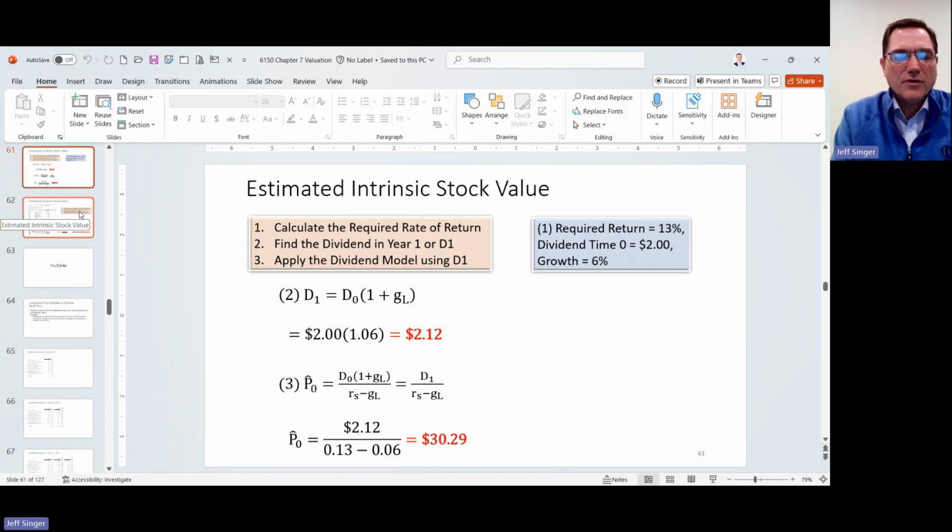Now, of course, if you put in a different growth rate and you have a different view of how the market's going to grow, and if you don't agree with the required rate of return, you could come up with different numbers than what's there, and that's what would cause you to believe that the stock is either over or undervalued.